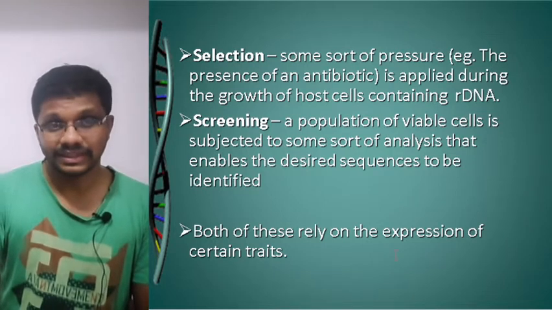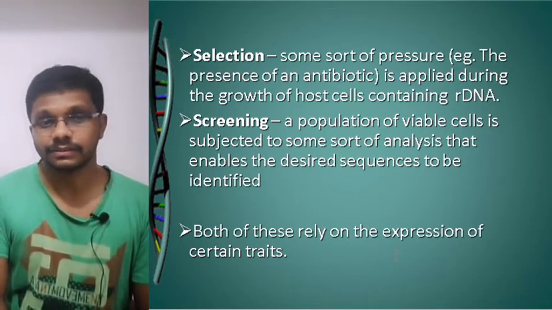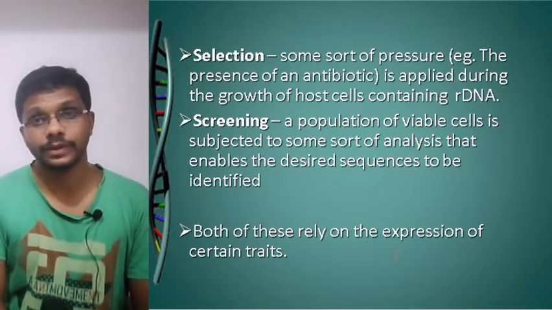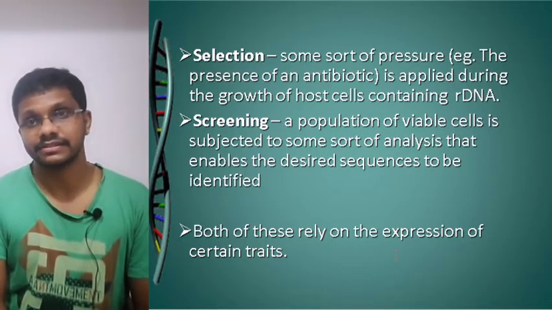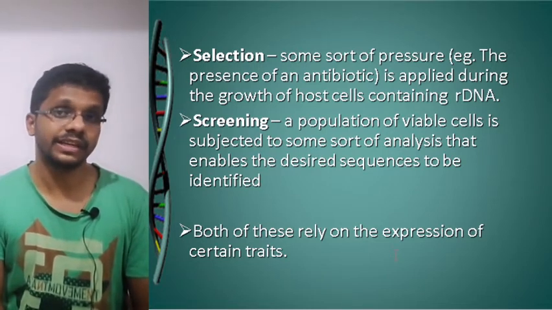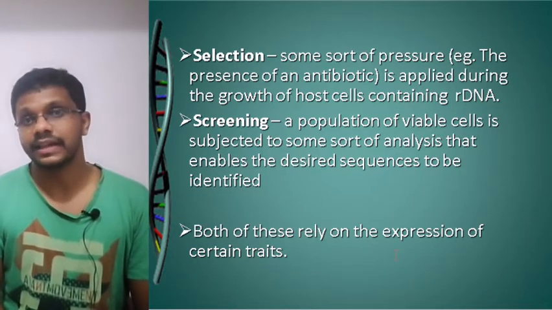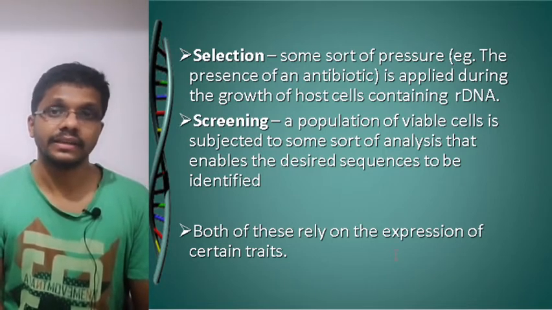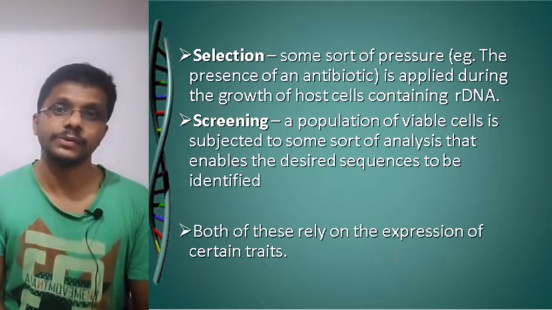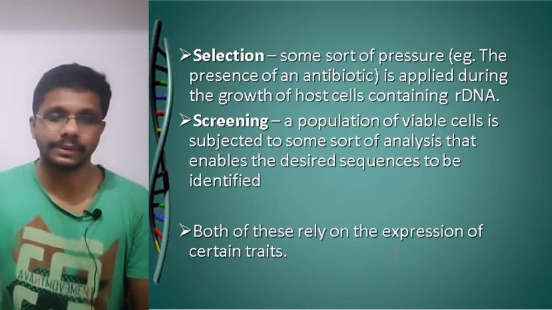Selection and screening have different meanings. When we use a selection technique, we are using some sort of selection pressure, like an antibiotic in the medium. If you take the example of pUC18, it has an ampicillin resistance gene in it. If the cell has taken up the plasmid, the bacteria receiving the plasmid will have ampicillin resistance. The non-transformed cells, which do not take up the plasmid, will be sensitive to ampicillin. So that's the process of selection. We are using a selective pressure in the medium in the form of an antibiotic.